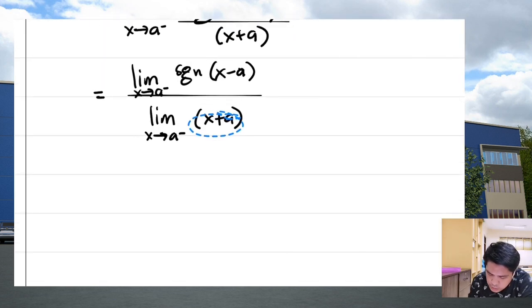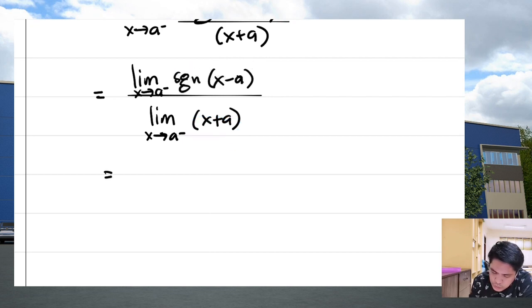Okay, so medyo ayusin natin. So if you recall, what is the limit of signum x minus a as x approaches a from the left? So a from the left, that is a number less than a. So if you have a number here less than a, the result is a negative number. For example, a is 1. So if you have a number here that is less than 1 but close to 1, let's say 0.9, the result of 0.9 minus 1 is a negative number. So therefore, this is signum of a negative number, which is equal to negative 1.